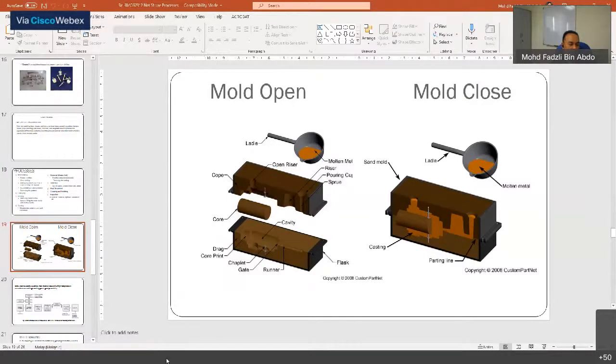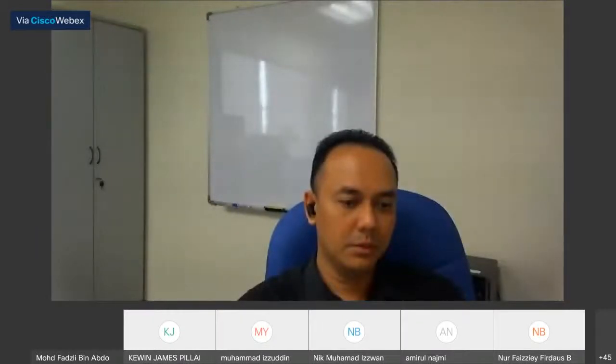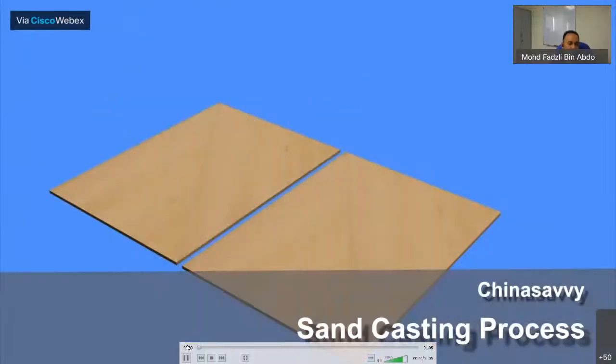Untuk slide yang ni dia berbicarakan pasal sand casting ni. Dia sama je. Kejap saya tunjuk balik lah. Sand casting process. Sama je dengan video tadi.